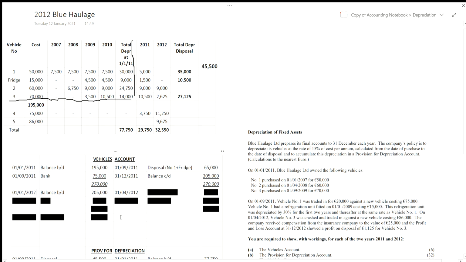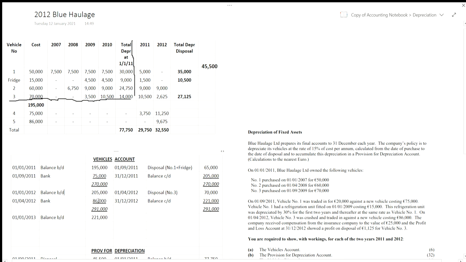I'm just going to open all this up here. So I'm going to add on the new vehicle that I bought. Let's see if I can get this going. New vehicle I bought is 86,000. So this is my beginning of the year. This is how much my vehicles were worth. I add on the new vehicle.